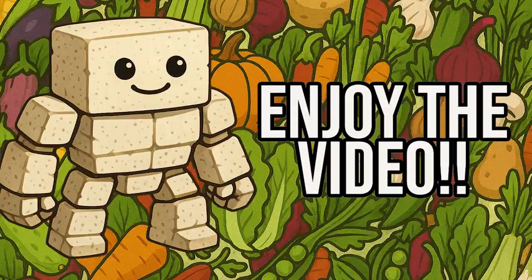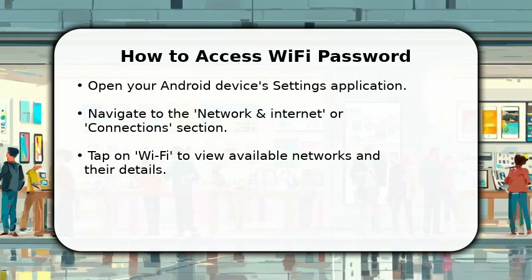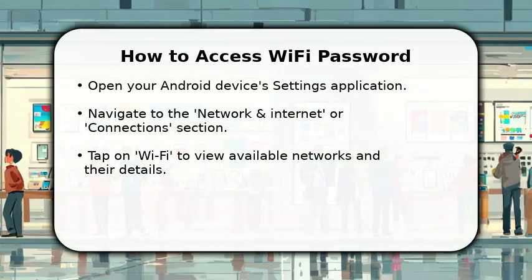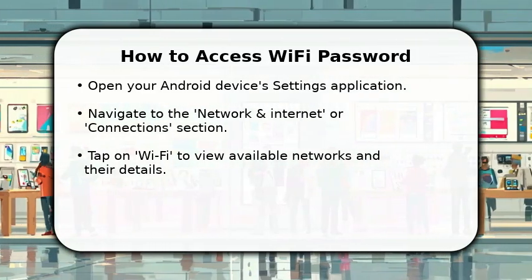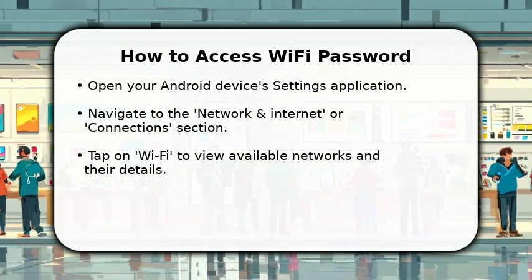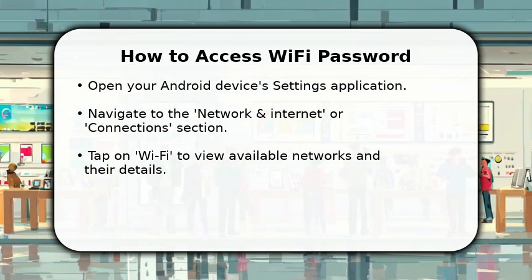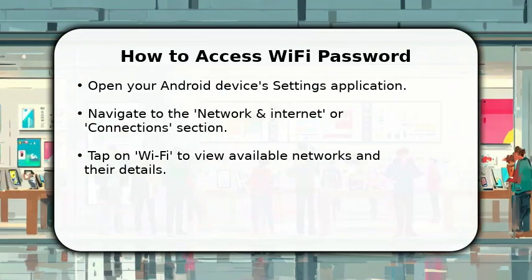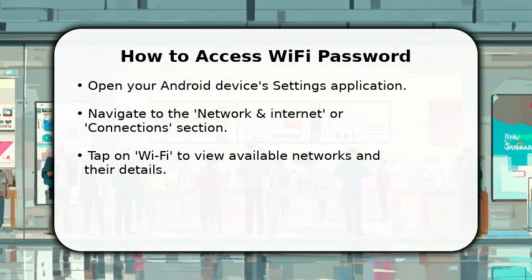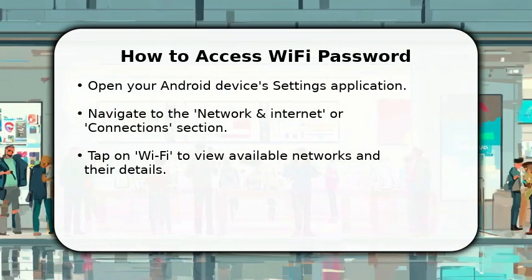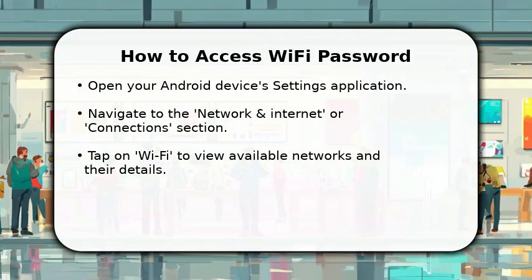Please enjoy the video. In this video, I will explain how to access your Wi-Fi password from an Android device. First, open the Settings application on your Android phone or tablet. Next, locate and tap on the Network and Internet or Connections option, depending on your device's specific interface.